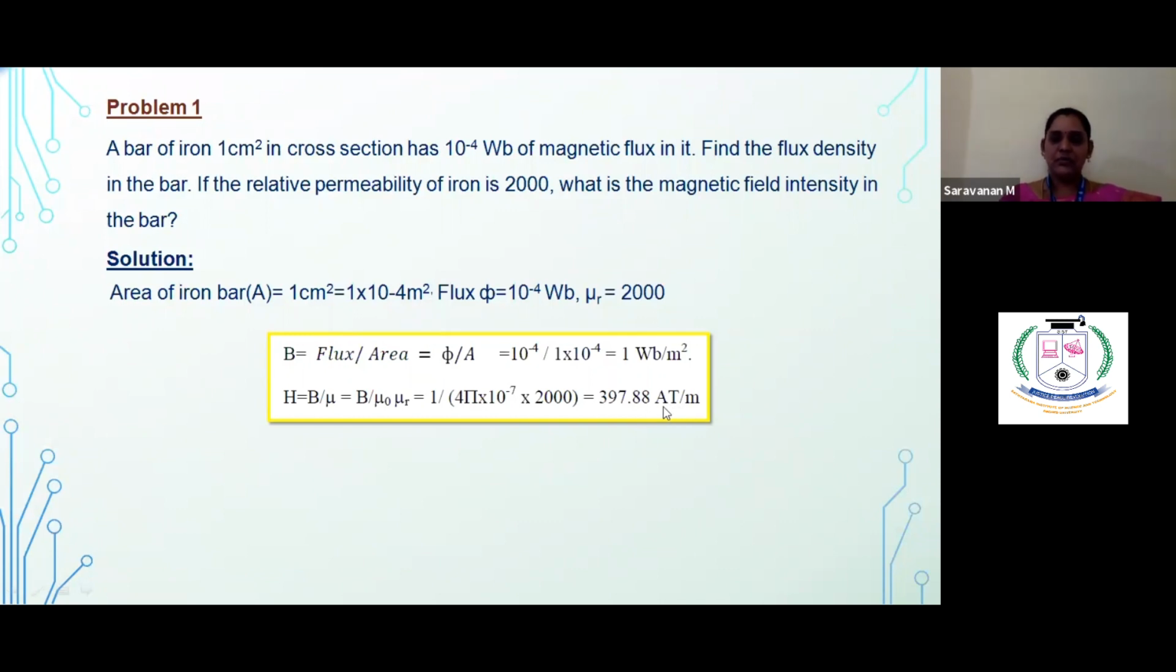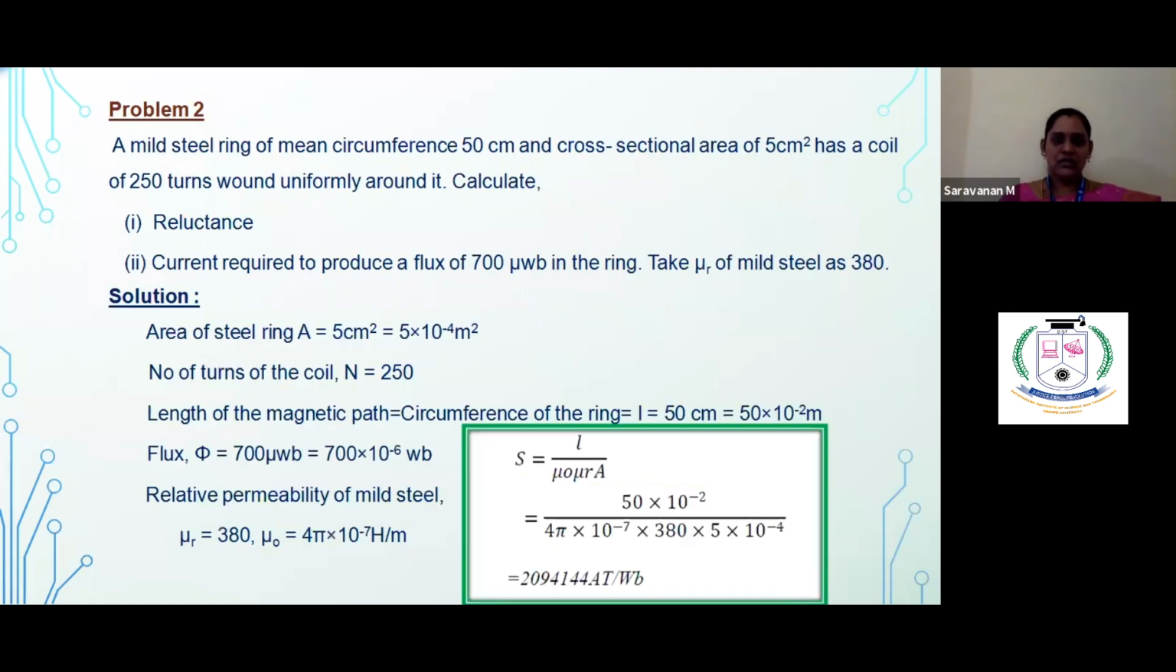So these are simple problems. This type of simple problems you will get from the first half of your magnetic circuits. The problems discussed here on the slide are frequently asked in your university exam as well as in your assessment test. So go through them, and we'll move on to the next problem.